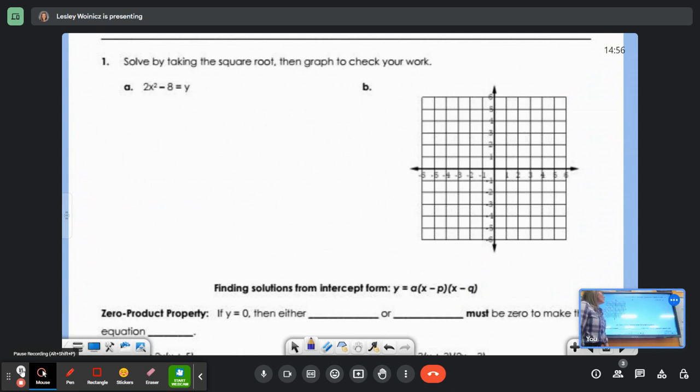Okay, so we started Unit 6 by learning how to take the square root, and in Unit 5 we talked about finding solutions by graphing, like how many times the graph crossed the x-axis. So we're going to do that same thing here. Let's start by graphing. We have y equals 2x squared minus 8.